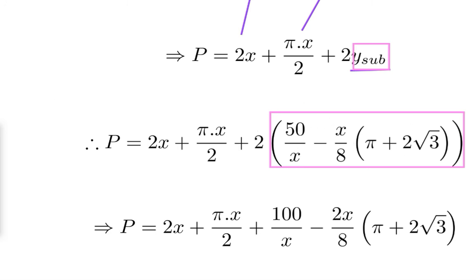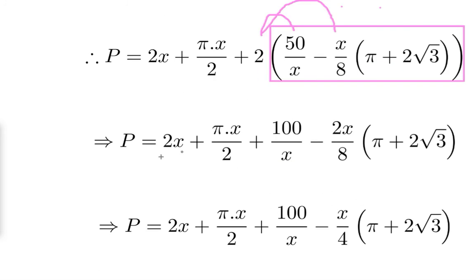I'm going to multiply out the 2 in multiple ways. I have to do it for this one first, and then from there I will do it for this, and this will allow us to have 2 times 50, which is 100 over x, 2 times x, which is 2x over 8 there. And so now we're at this stage. Now notice that we have this pi plus 2 root 3. So again, I can do the same thing here. I can multiply the 2x over 8 by the pi, and the 2x over 8 by the 2 root 3.